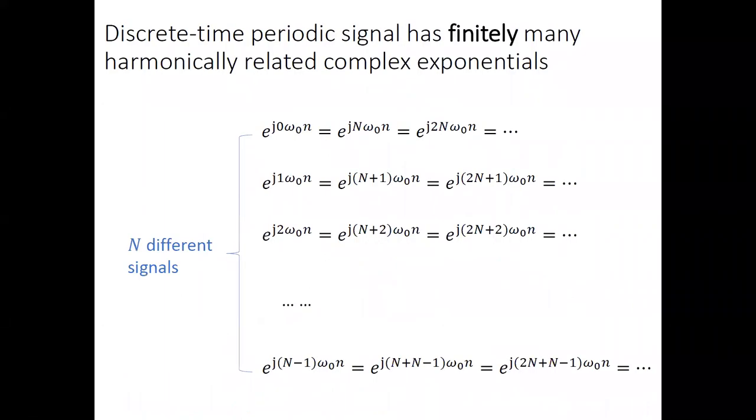And to summarize this conclusion, we are looking at this family of harmonically related exponentials in discrete time. This family seemingly has an infinite number of members, but we can organize those members as these capital N equivalent classes. Equivalent classes means exponential j 0 omega 0 n and exponential j capital N omega 0 n and exponential j 2 capital N and so on are the same signal. Similarly, exponential j 1 omega 0 n and j capital N plus 1, j 2 capital N plus 1 are the same signal. Or you can even include negative integers. If we have a negative integer, exponential j minus capital N omega 0 n, actually it will be the same as exponential j 0 omega 0 n. It will fall in the first equivalent class.